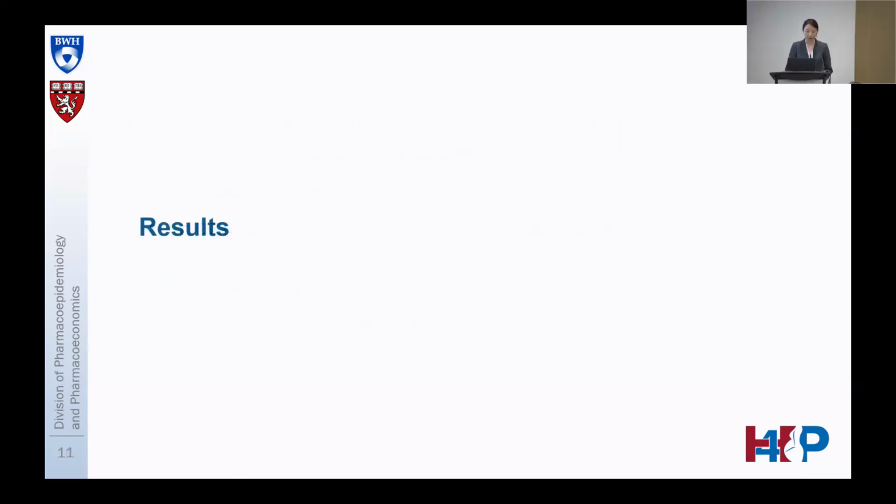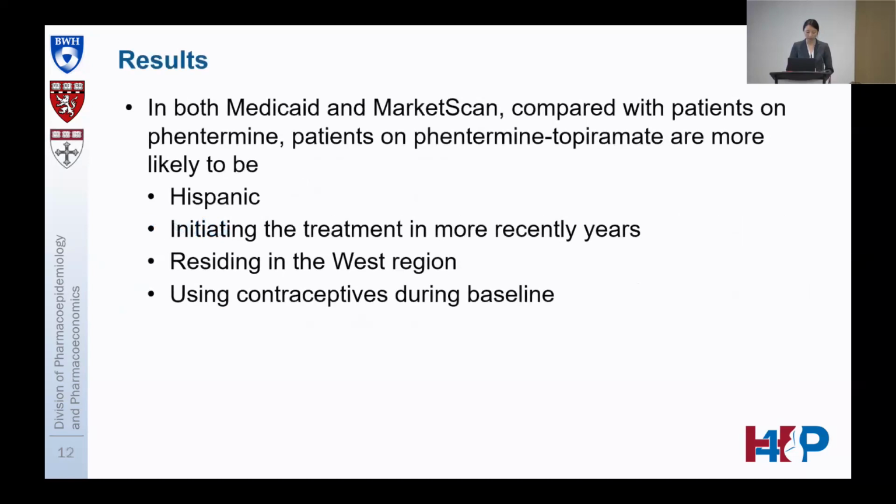So moving on to results. First, in both the Medicaid and MarketScan databases, we observed that, compared with patients on phentermine, patients on phentermine topiramate are more likely to be Hispanic, and to initiate the treatment in more recent years because the combination treatment was approved more recently, although we used a period after the approval to conduct the analysis. They also more likely reside in the West region and are more likely to use contraceptives during baseline.